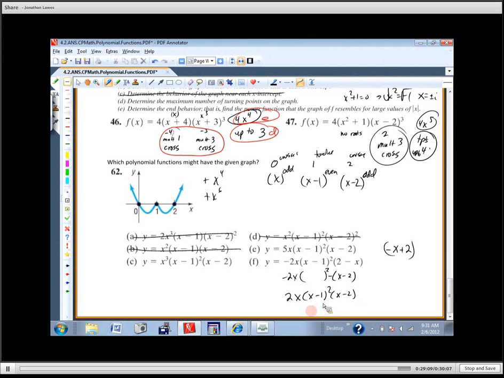And is that one okay? Starts up and ends up. This actually looks like 2x to the 4th. That could be it. It crosses here, it touches here, and it crosses here. So actually, whoops, let me change colors here. Any one of these could be okay. The only ones that we can rule out are A, D, and B. Okay? All right. Any questions?